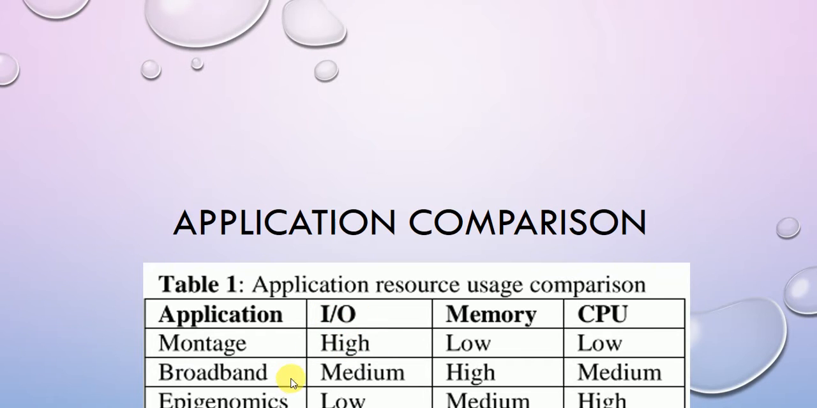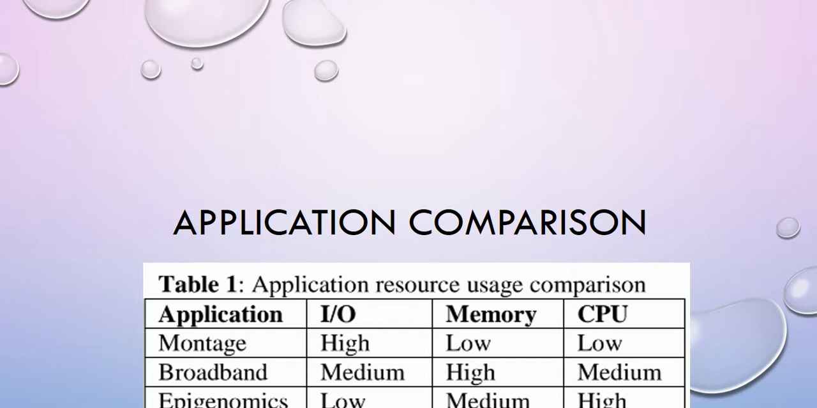And let's go on to Broadband. In Broadband you can see that memory is high. So why is it high, let's see. In the experiment they used 4 sources and 5 sites to generate a workflow containing 320 tasks that reads 6 GB of input data and writes 160 MB of output data. Broadband is considered to be memory limited because more than 75% of its runtime is consumed by tasks requiring more than 1 GB of physical memory. So that's for Broadband.